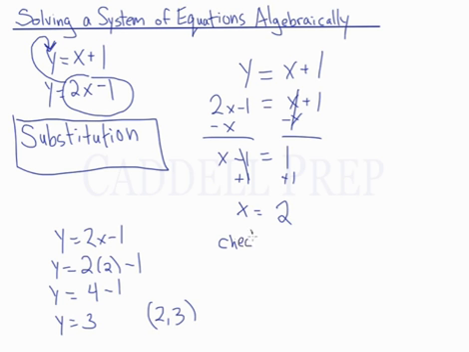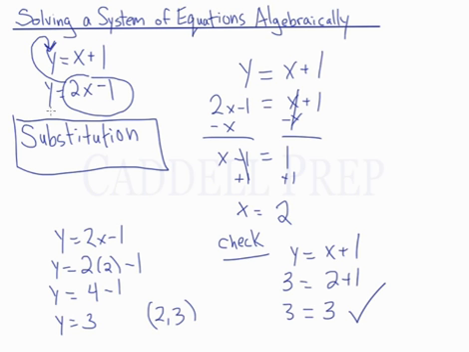In order to check this, we found that y equals 3 when x is 2 using this second equation. So now we're just going to plug these values in and see if it works for the first equation. So we have y equals x plus 1. Okay, we have that y is supposed to be 3 when x is 2. So we have 3 equals 2 plus 1, so 3 equals 3. And that checks out.